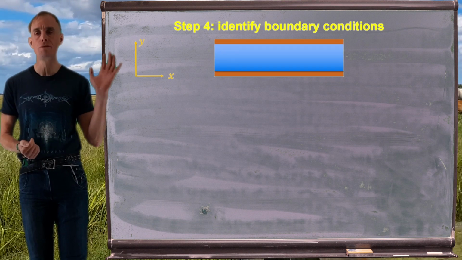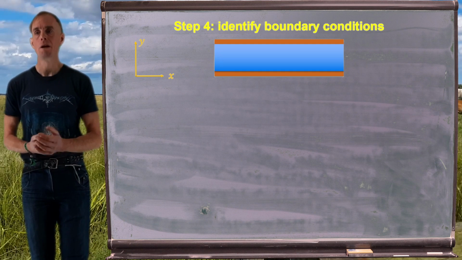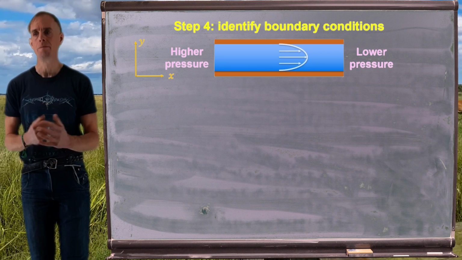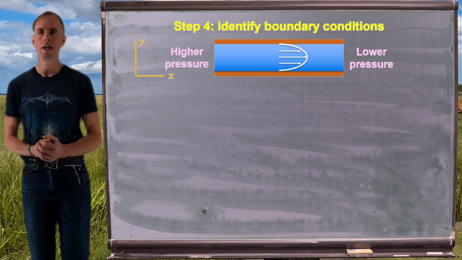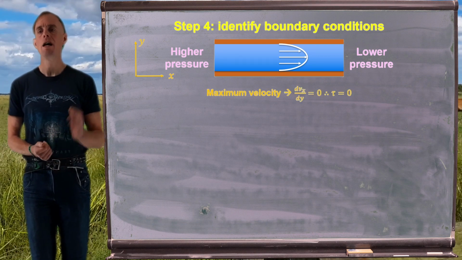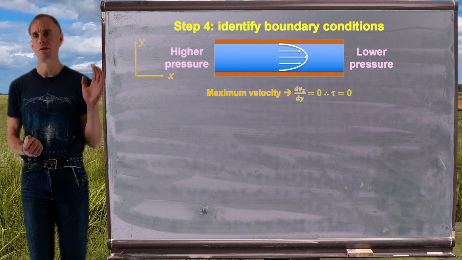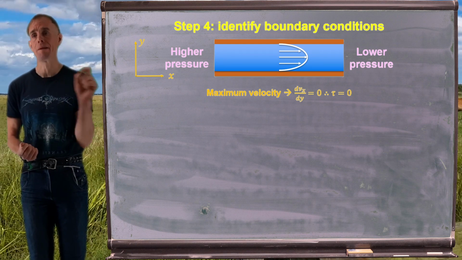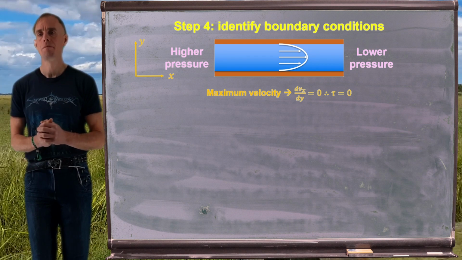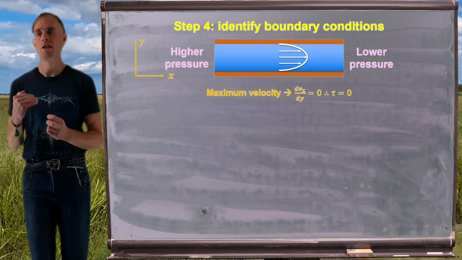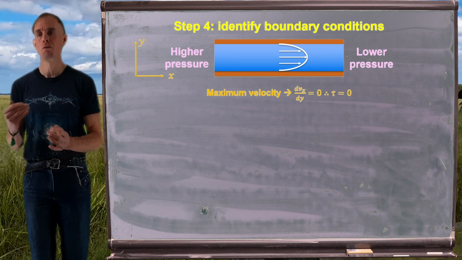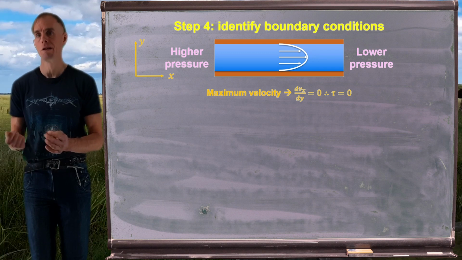So let's look at my infinitely wide parallel slit again, where my flow is in the x direction and it changes in the y direction and it's being pressure driven. What boundary conditions have we got here? Well, if we think about it, we can identify where the maximum velocity is for this flow. This flow is symmetric about its center line. So if we go halfway into that gap, our flow velocity is maximum, which means the derivative of my flow velocity with respect to y is 0, because it's a maximum and a turning point.